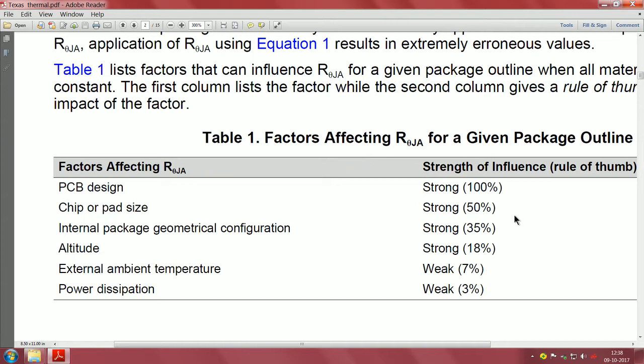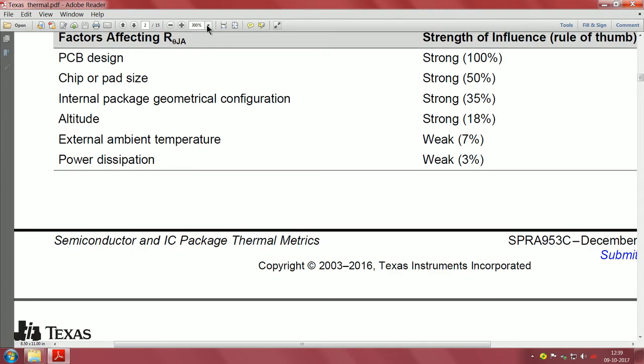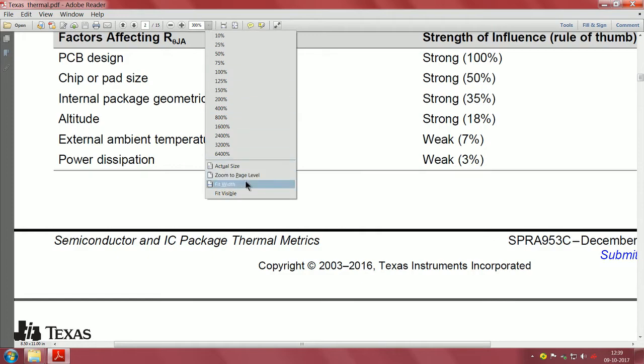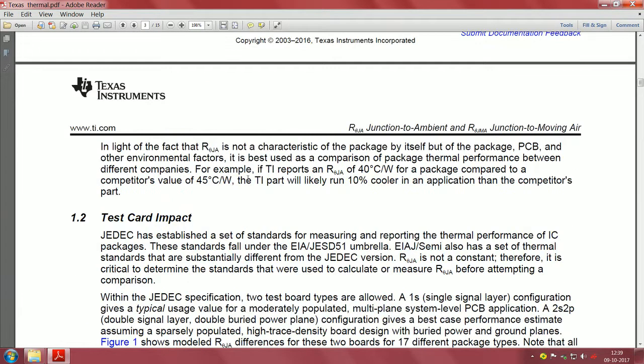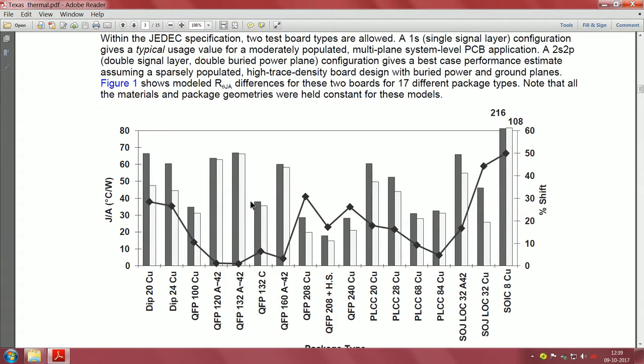It seems ambient temperature and power dissipation have lesser and lesser effect than the system level PCB design. So, this is coming from the actual manufacturer, that is Texas. Texas has been in this business forever, as long as at least what I can remember. See this here, so many junction to ambient, no, so many types of shifts.